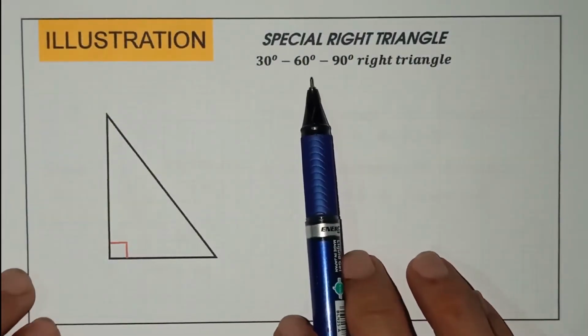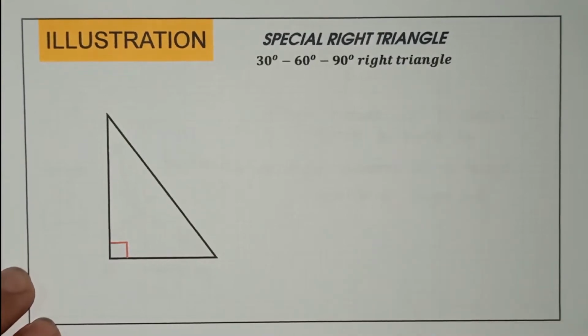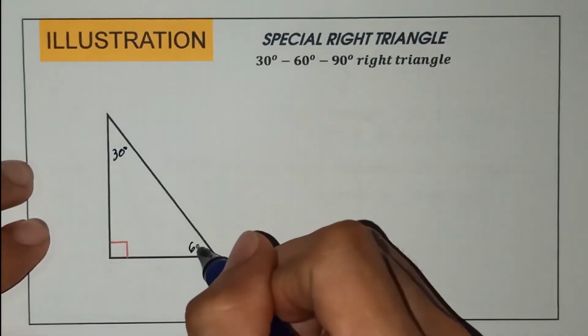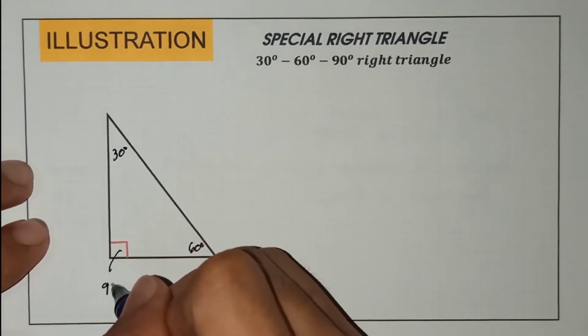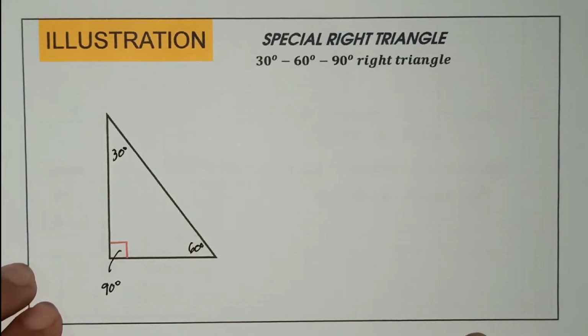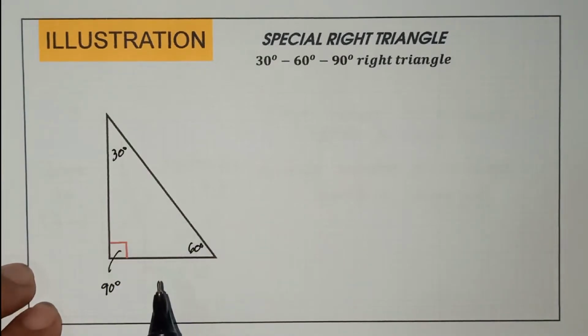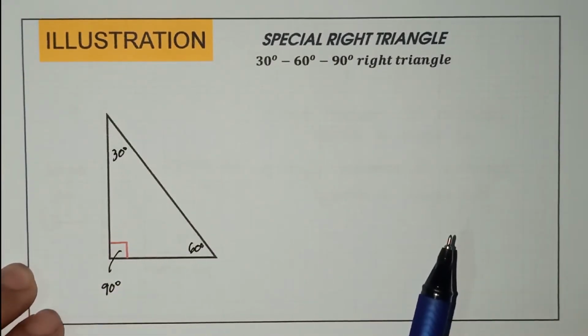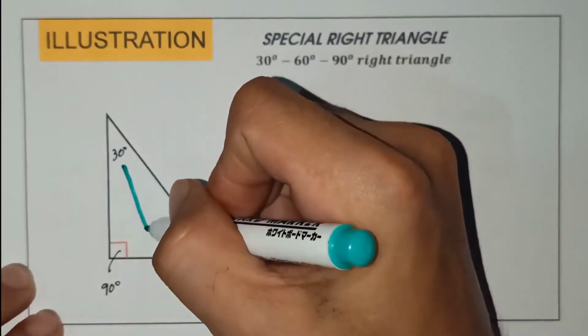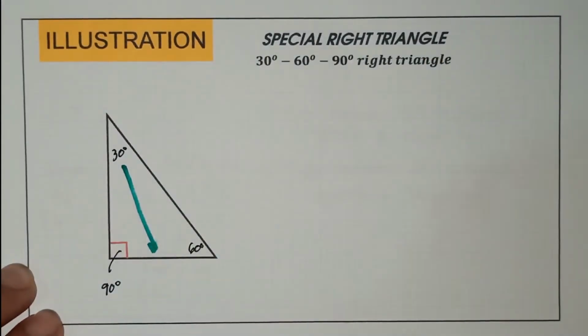The 30-60-90 right triangle is one of the special right triangles because the angles are 30 degrees, 60 degrees, and 90 degrees. This right triangle is special because we can use some formulas to easily get the length of the missing side of a right triangle.